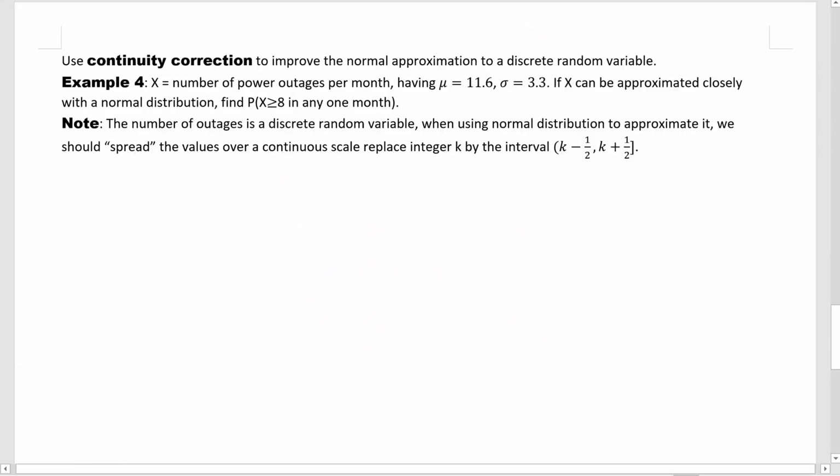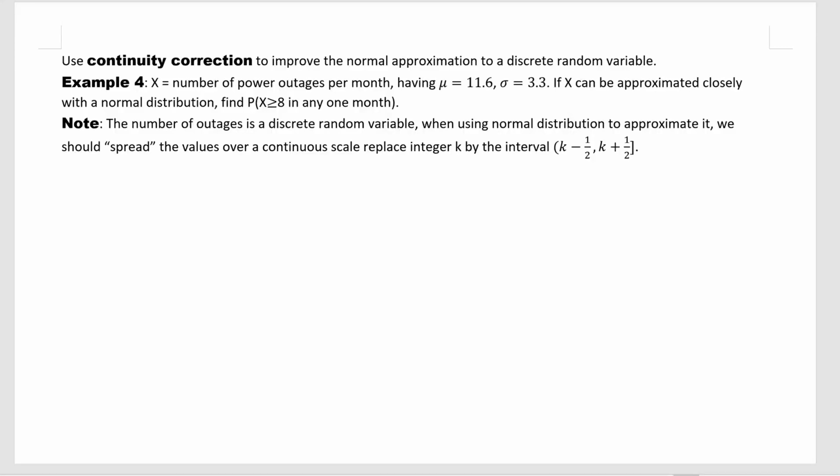Next, sometimes we can use the normal distribution to approximate a discrete distribution. However, if we use normal distribution to approximate a discrete distribution, because we're using a continuous random variable to approximate a discrete random variable, we need continuity correction to improve the approximation. Okay, so let's look at example 4.